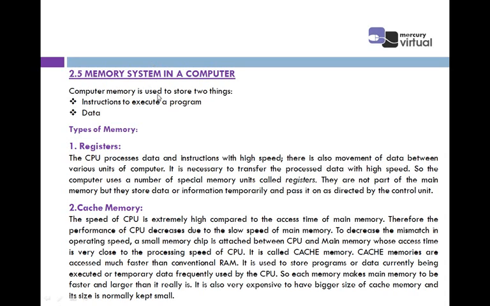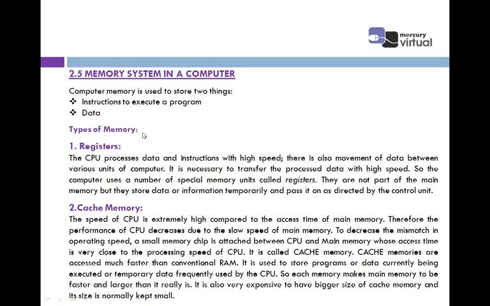So computer memory is used to store two things. That is, instructions to execute a program, and data. Basically it is used to store two things. That is your instruction that is used to execute, meaning perform a program. Another one is data that is used for giving the raw input.